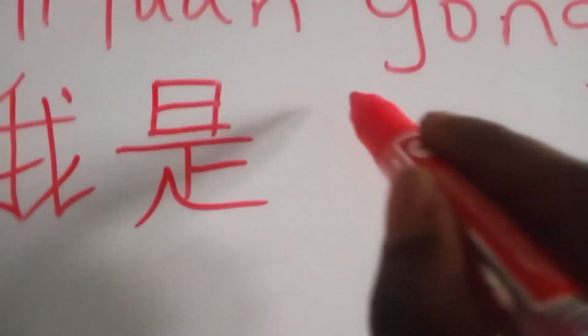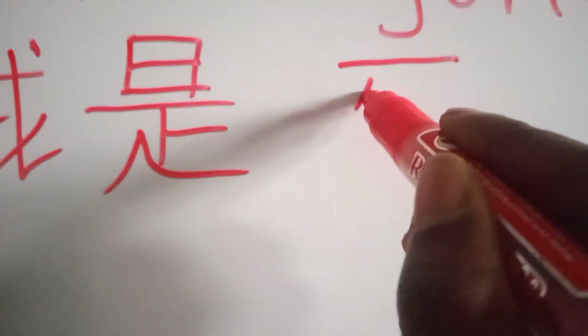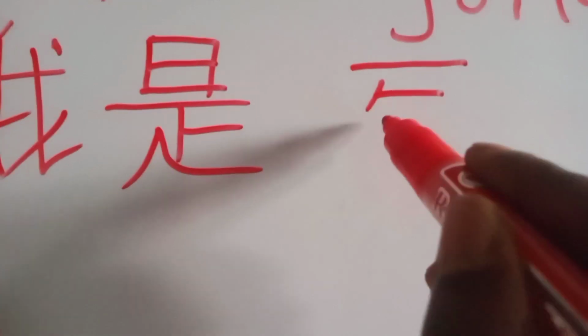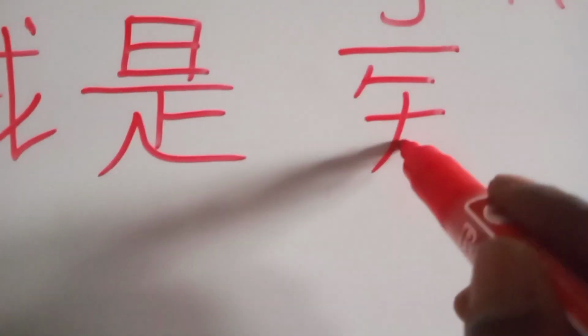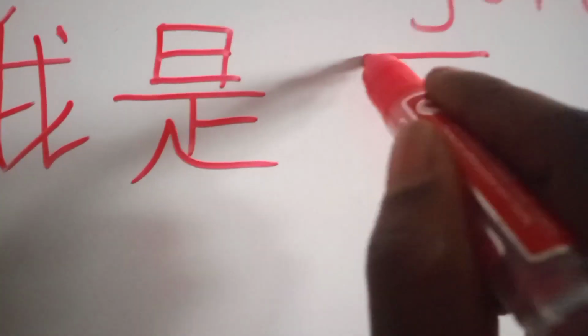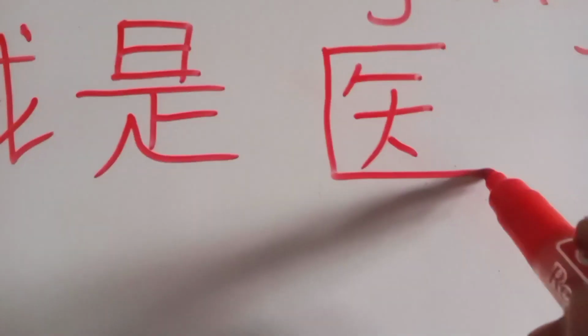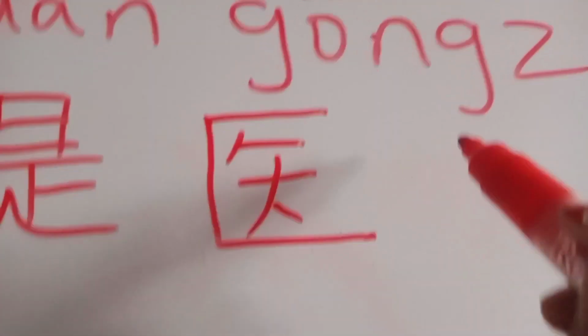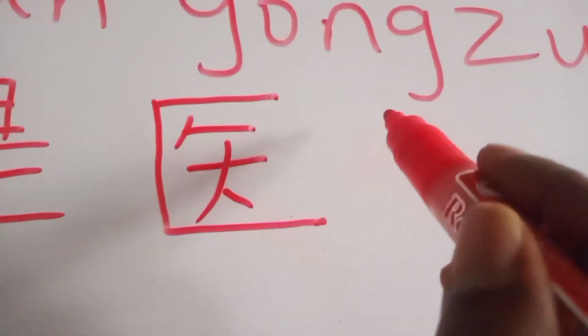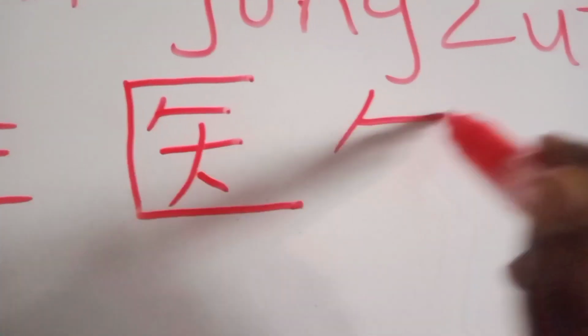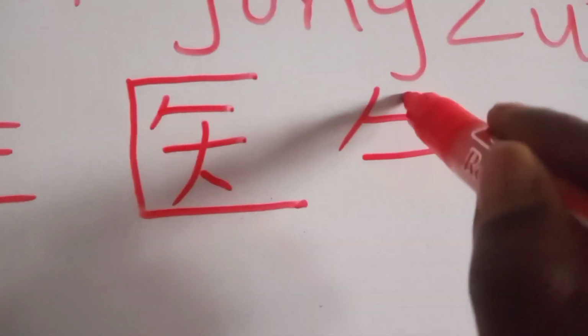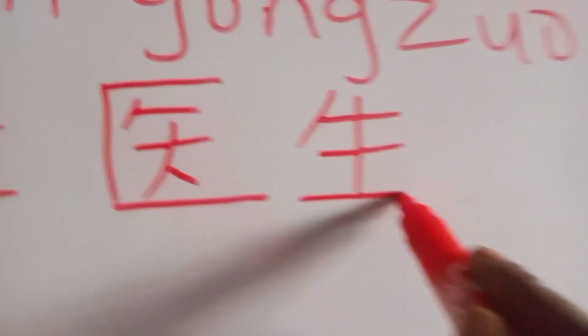医生. When you go like this, then you do like this, like this. Are you following? Like this, and just come and close this thing as if this is the hospital building. I always like to look for stories that will remind me of the characters. Yi sheng, and then the sheng is the same sheng you have in xue sheng, so you know that one.